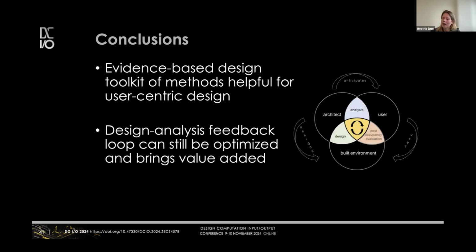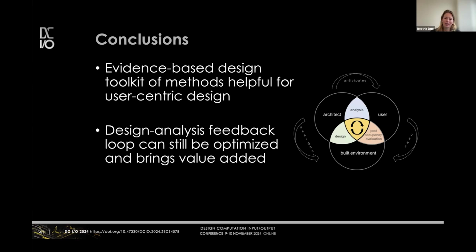So I'm almost on time. I just had a few conclusions. I really believe that user-centric design is super important. I think we should spend more time teaching it at architecture school. It should have more space in the workplace. This evidence-based toolkit of methods is helpful.